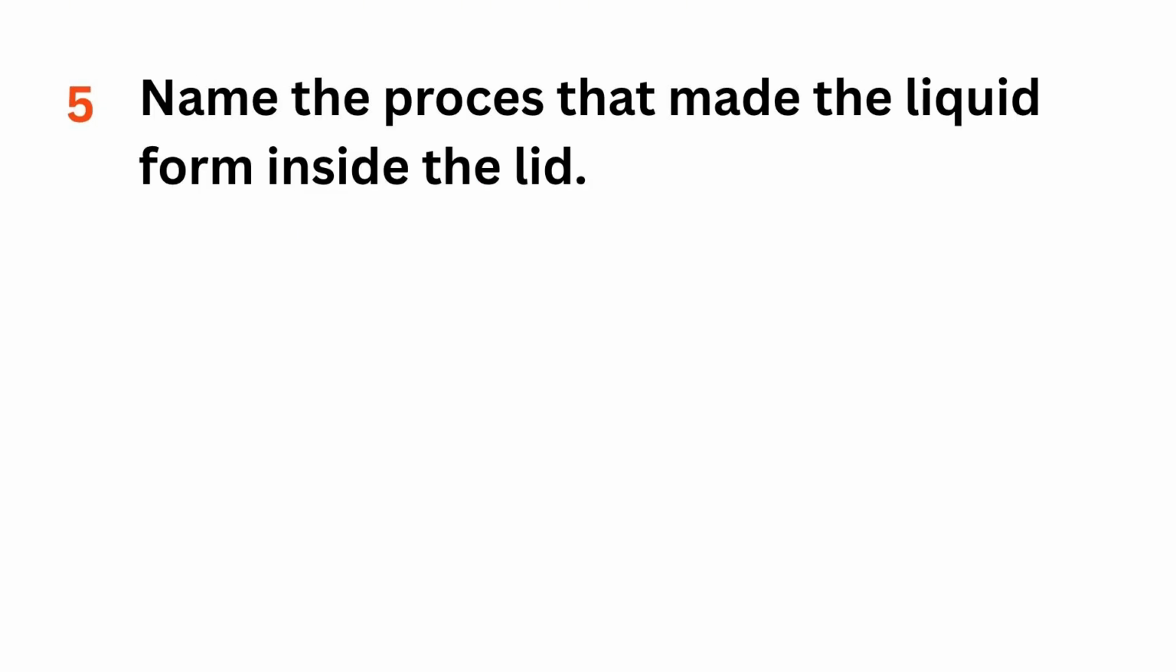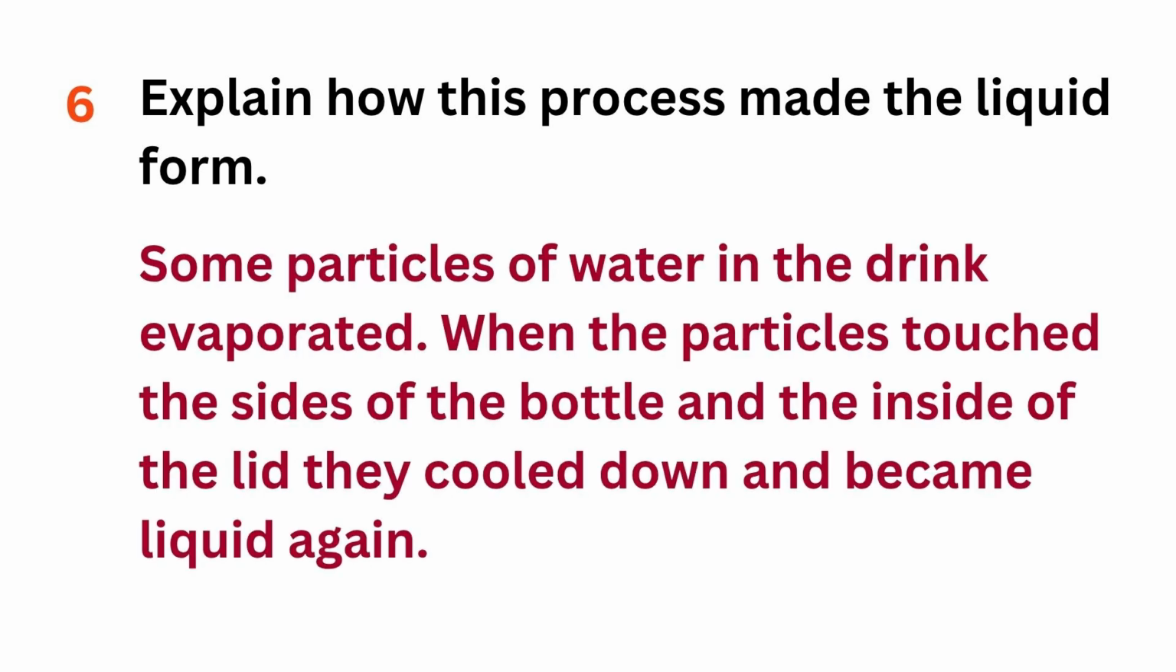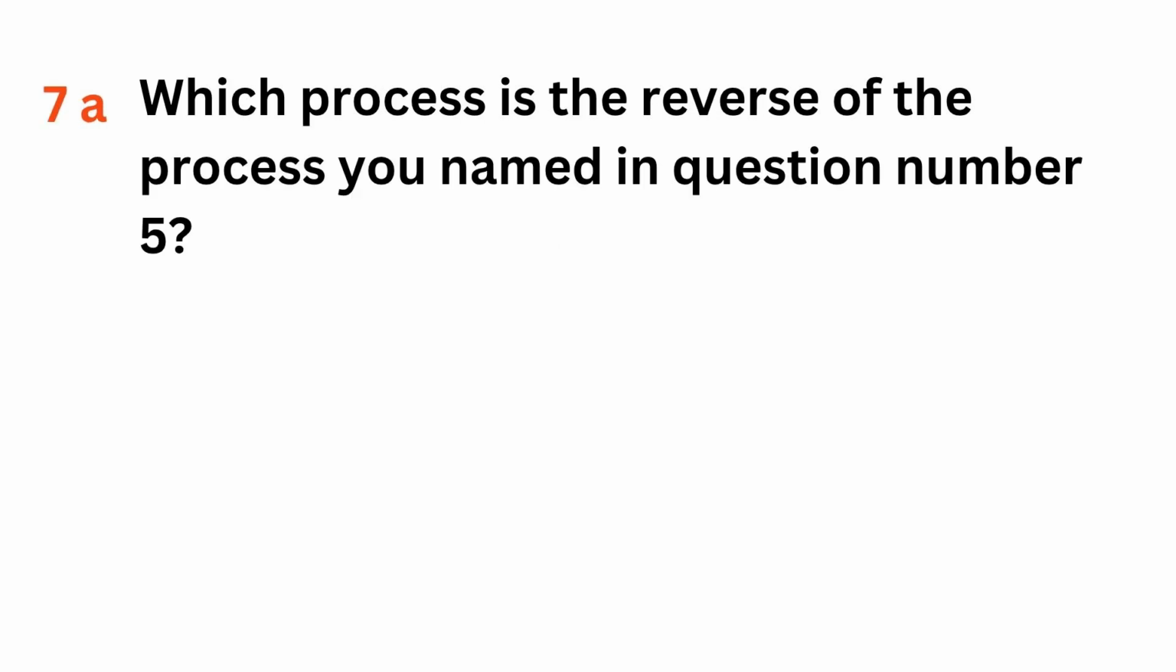Question 5. Name the process that made the liquid from inside the lid. Condensation. Question 6. Explain how this process made the liquid form. Some particles of water in the drink evaporated. When the particles touched the sides of the bottle and the inside of the lid, they cooled down and became liquid again.